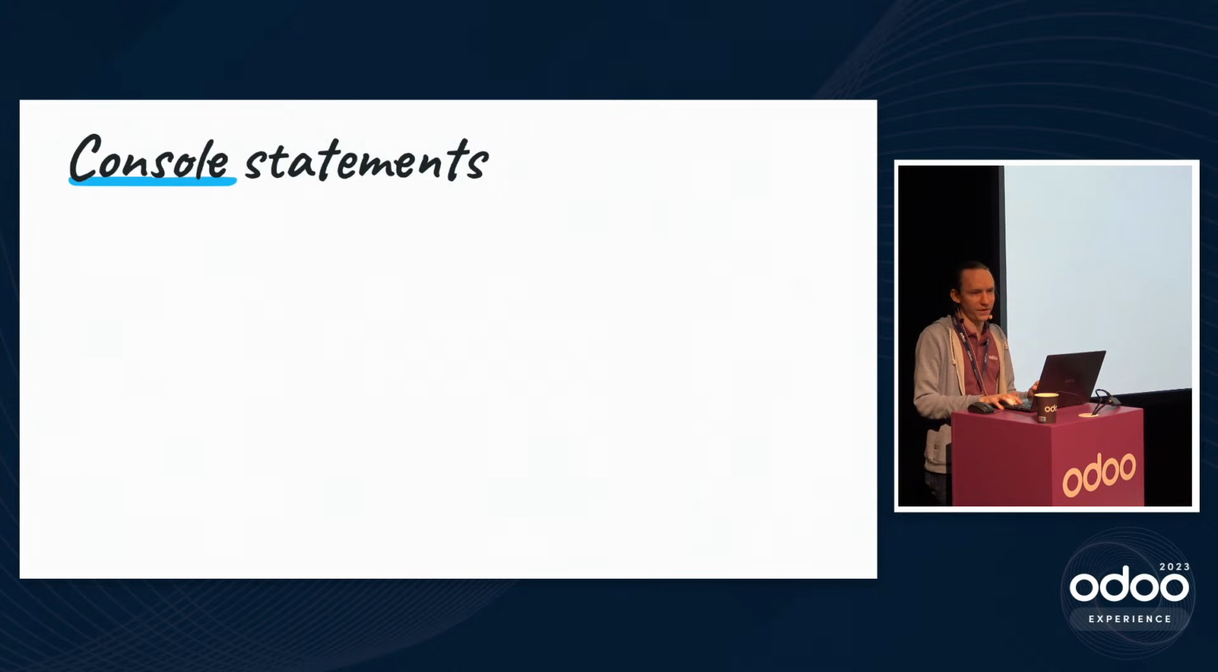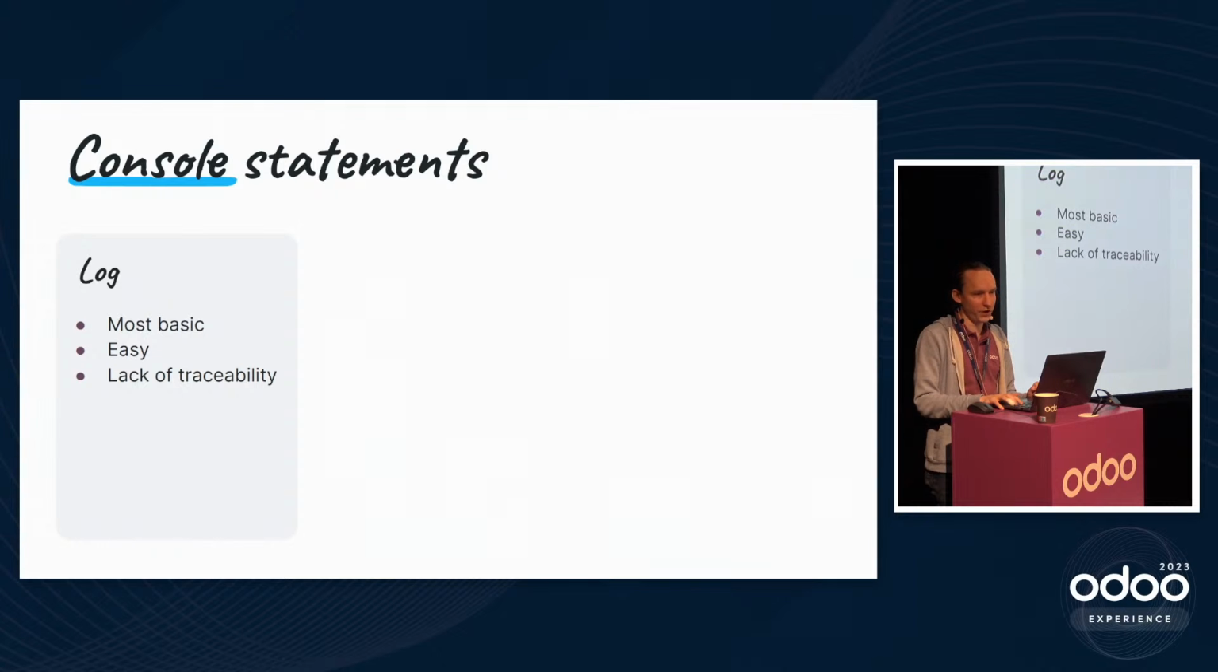All right, so now we get to the tools section of this talk. And we're going to start with the easiest one, the one that hopefully most of everyone here already knows how to use, console statements. Console.log is the most basic one. It's easy to use, but it has a lack of traceability. So if you're trying to assess whether a function is running slowly and you add some console.logs inside of this function, you don't know where it's getting called from, and sometimes this matters.